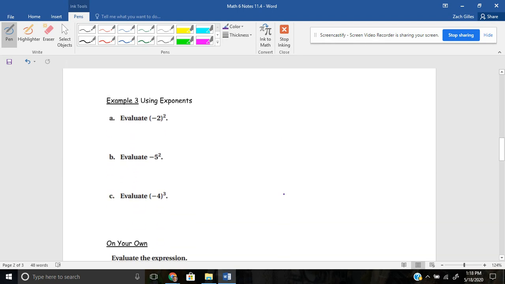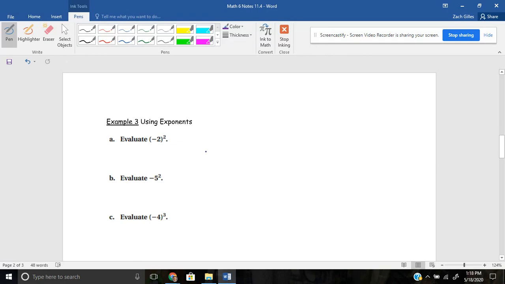All right, let's see how using exponents now will affect it. Because after all, remember, using exponents is also multiplication. When it says evaluate -2 squared, that means -2 times -2. Your exponent tells you how many times your base is being multiplied. There's 2 in this case. So -2 times -2, we have the same sign. It means positive 4.